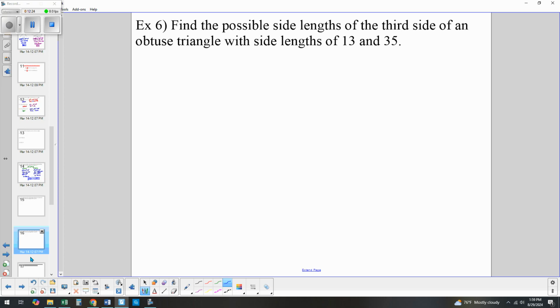For example 6, we're looking for now an obtuse triangle. Same scenario exists. X might be a small number, x might be a big number, but now we're going to be dealing with c squared is greater than a squared plus b squared. So we have one instance where it's 35 squared is greater than x squared plus 13 squared, and one instance where it's x squared is greater than 35 squared plus 13 squared.